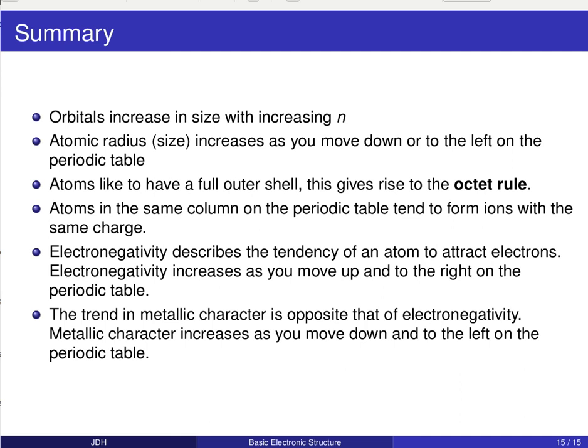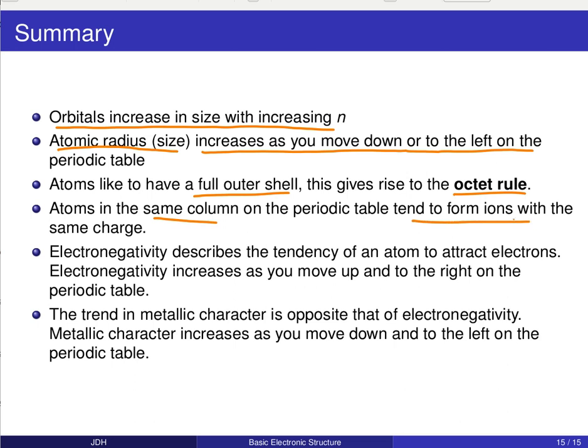Okay, so to sum things up, we went through a number of topics here. Basically, we use this fact that orbitals increase in size with increasing n to draw out our first trend, which is a trend in atomic radius or size, which states that it increases as you move down or to the left on the periodic table. Right? We saw how atoms like to have a full outer shell, and the implications of this in terms of developing the octet rule. And we saw that atoms in the same column of the periodic table tend to form ions with the exact same charge.